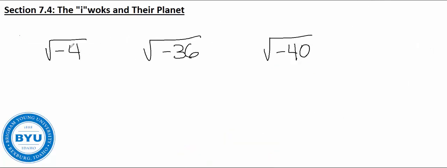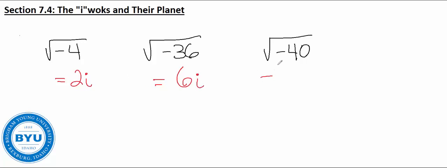So we can simplify all types of numbers now. Square root of -4, well, that's just 2. But since it was negative, we're going to write 2i. So what's the square root of -36? Well, the square root of 36 is 6, but because it was negative, we write the number i behind it.